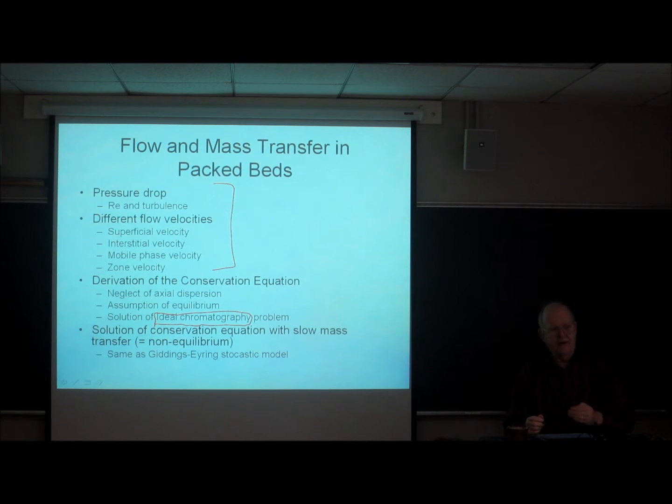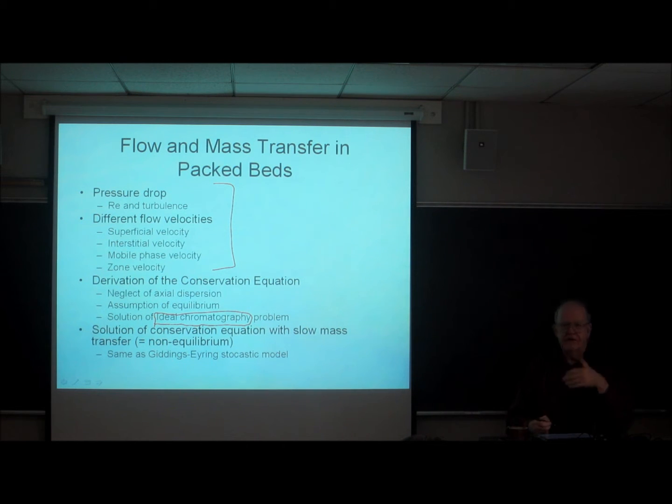So we'll then immediately get into the situation where we allow there to be slow mass transfer either in the moving phase or in the stationary phase, or both. Sometimes one is negligible compared to the other, but we do have to consider the possibility of both kinds of rate limitations, outside the particles and inside the particles.